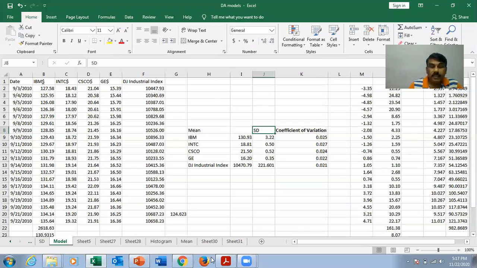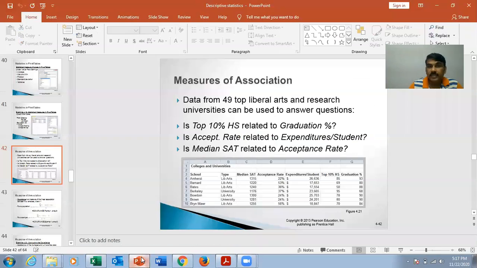But in the next topic we have right now, that is measures of association, here we're trying to understand how the different series or values of a particular event are related with each other, right? For example, data from 49 top liberal arts and research universities can be used to answer questions like: is top 10% of higher secondary related to graduation percentage, is acceptance rate related to expenditure per student, and is the median SAT related to acceptance rate.